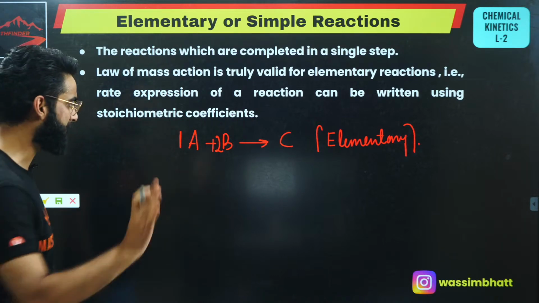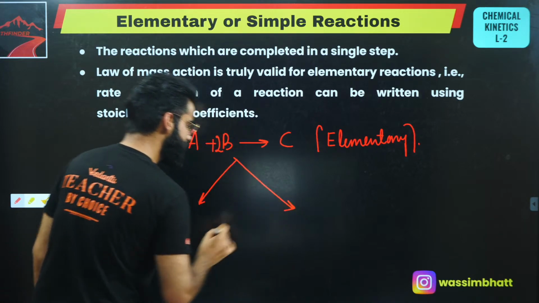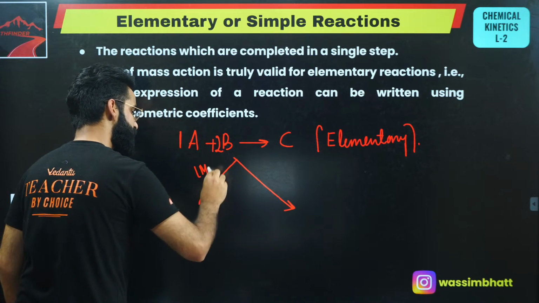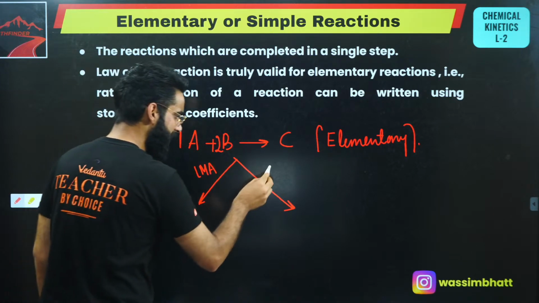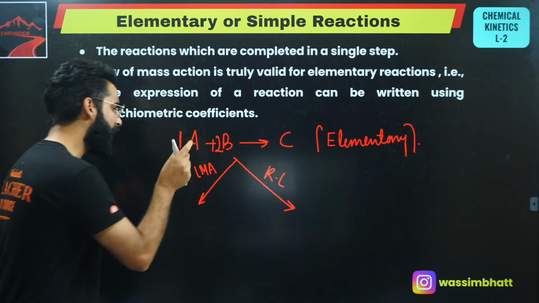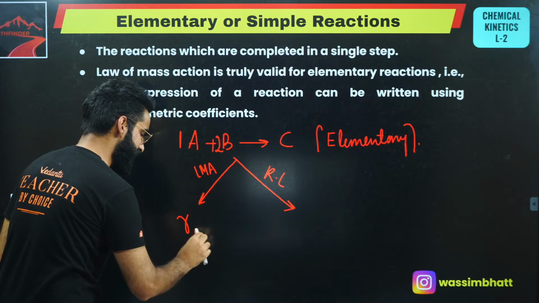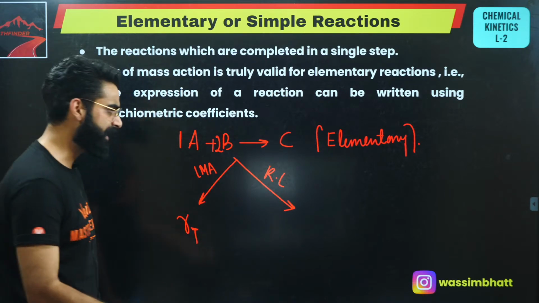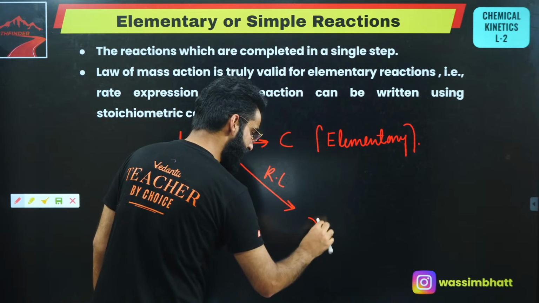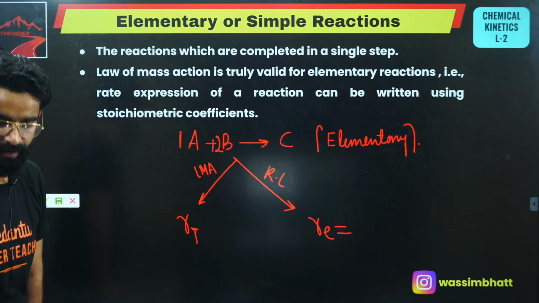Now people understand. I can calculate the rate of this reaction in two ways. Either I'll be using the law of mass action and calculate the rate of reaction, or I'll be using the rate law and calculate the rate of reaction, right? Whenever I use the law of mass action to calculate the rate of reaction, that's what I call the theoretical rate of reaction. And whenever we use the rate law and calculate the rate of reaction, that's what I call the experimentally determined rate of reaction.